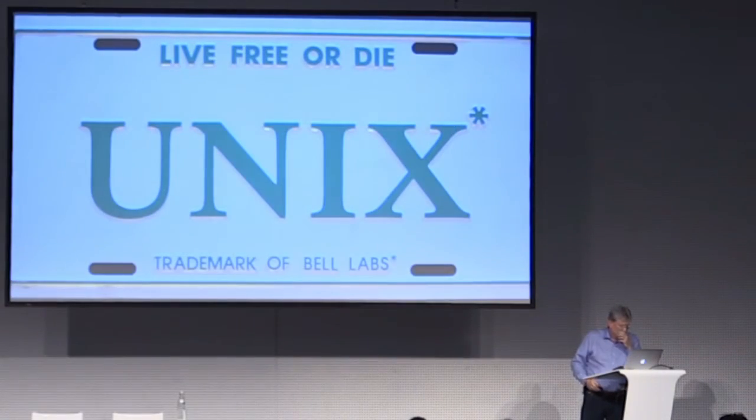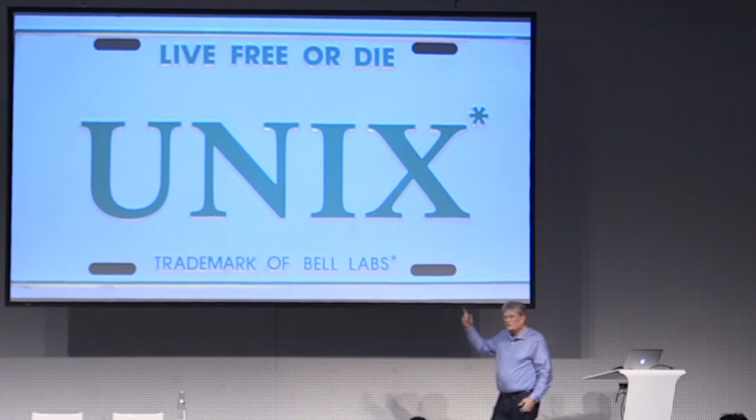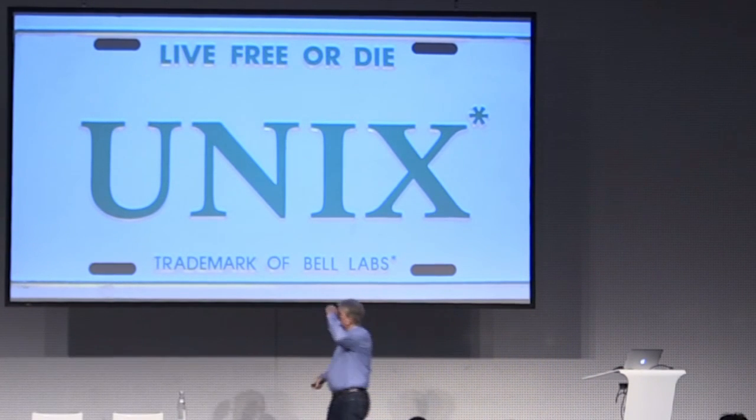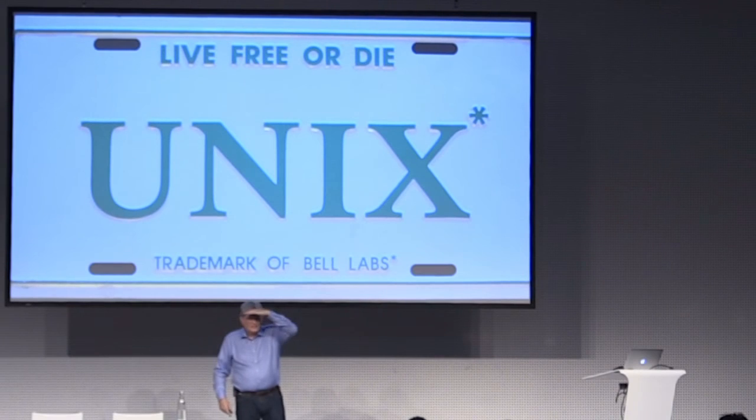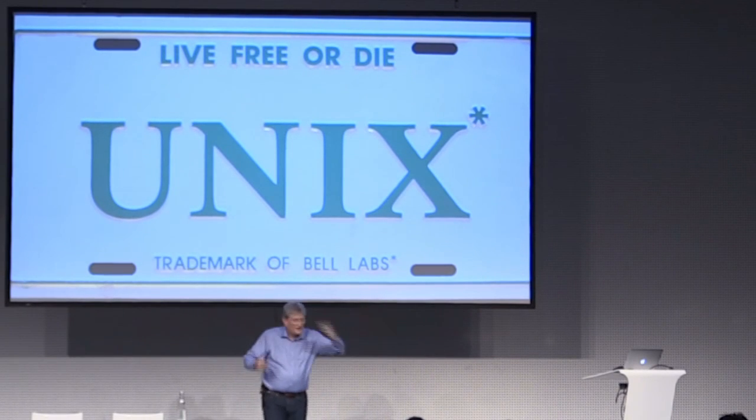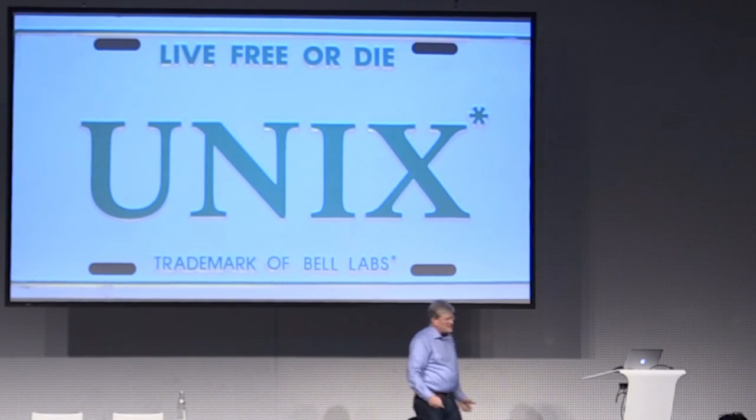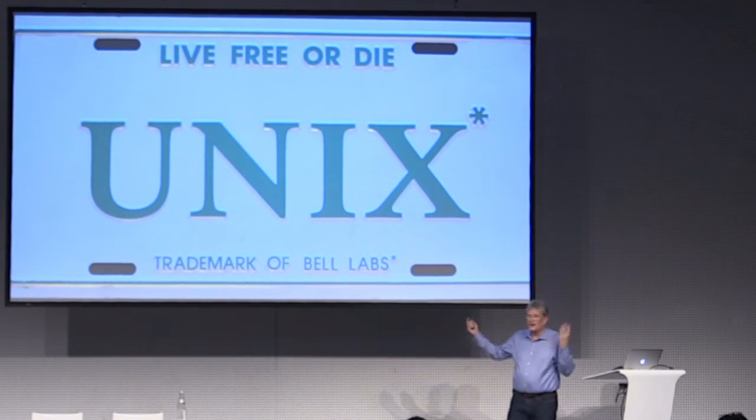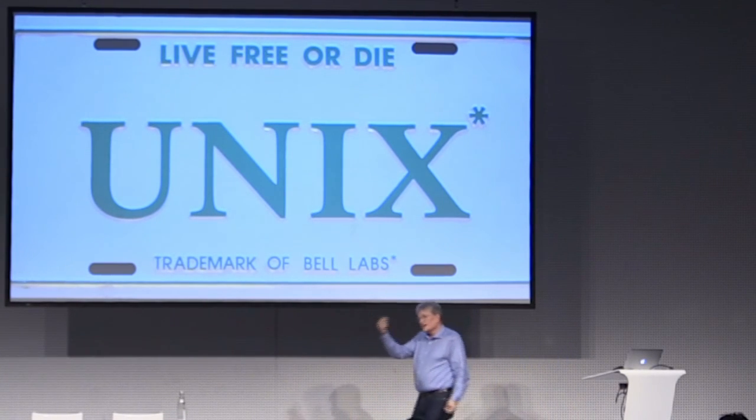So what was Unix written in? What was the language that this operating system was written in? Who can tell me? Go ahead. Of course, C. C is the obvious thing, because we all know that Unix is written in C. But it was not originally written in C.